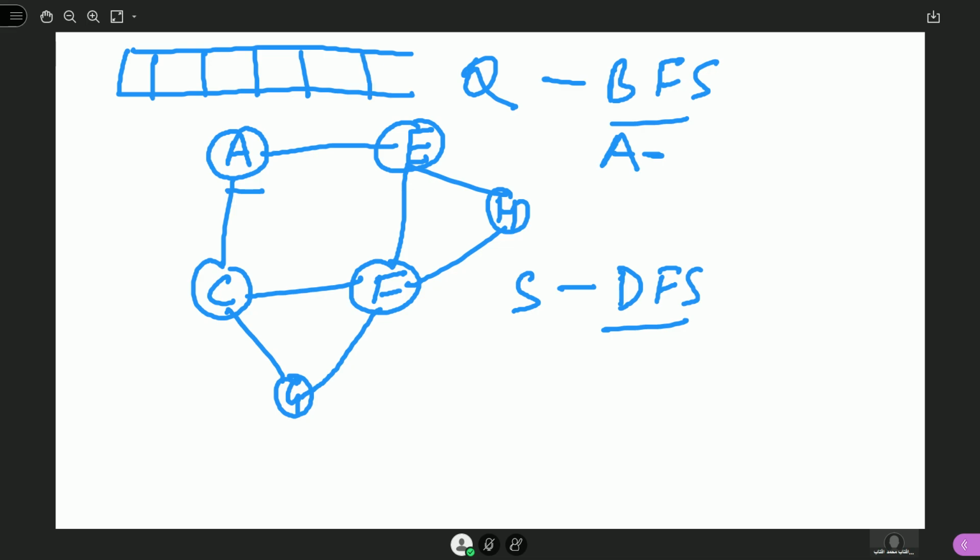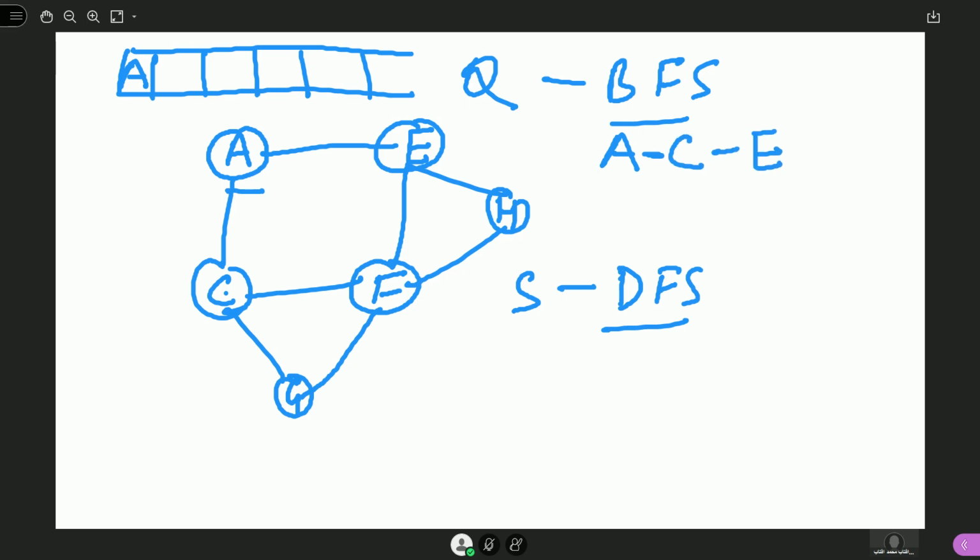I will take one queue here. First is the queue, and we know that BFS follows the queue, which is first in, first out. From A, I can go to C and I can go to E. In alphabetical order, C comes before E, so I will take C and E.